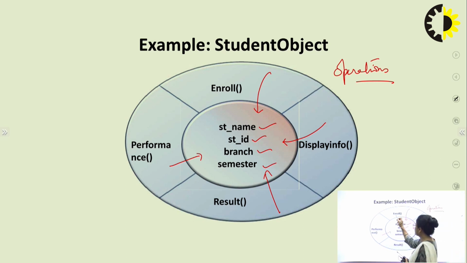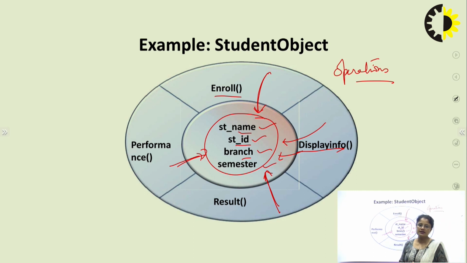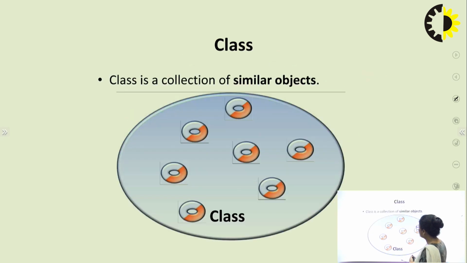We have operations like enroll. How will we enroll a student? By using the student name, the student branch, and the other attributes, all of which are required. So we have the enroll operation, performance which looks into the student ID, results which looks into the result, and display information, again working on these attributes. So this is an example of a student object having how many operations? 1, 2, 3, 4 operations, and how many attributes? 4 attributes. And this is the diagrammatic view.